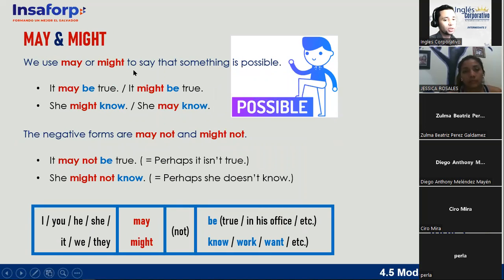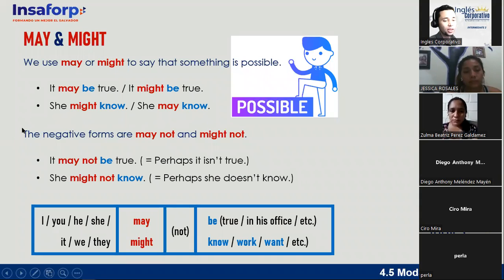We use may and might to say that something is possible. You say, for example, it may be true or it might be true. She might know or she may know. Both options are okay. You can use either. It may be true is similar to it might be true. Both express that something is possible. She might know is similar to she may know. Both sentences express that it is possible that she knows.